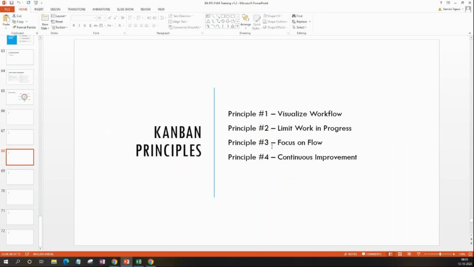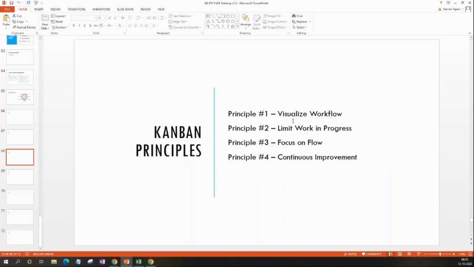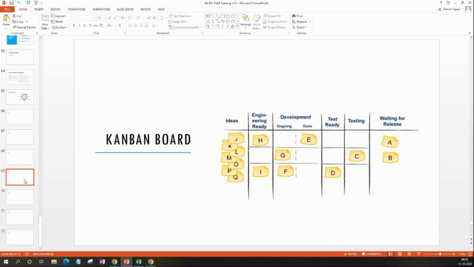There are 4 principles. First one is visualize workflow, meaning you will be able to visualize how the work flows from start to the end. So that is one feature that Kanban has. Next principle: limit work in progress, wherein you say, look, at any point in time, I don't want more than 3 items in development. I don't want to dump everything into development, or everything into testing. So you decide that number and limit, saying, look, this is the limit.